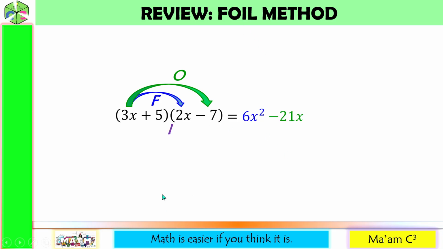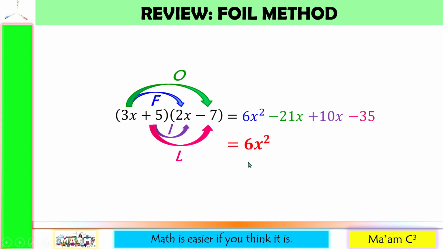I stands for the inner terms. So that would be 5 times 2x, and it will give us positive 10x. And L stands for the last terms. The last term in this binomial is 5, while in here is negative 7. Let's multiply them. It will give us negative 35. Let us combine like terms. First, let us copy 6x squared here. Negative 21x plus 10x is negative 11x, and then copy negative 35. This is a trinomial where a is greater than 1.